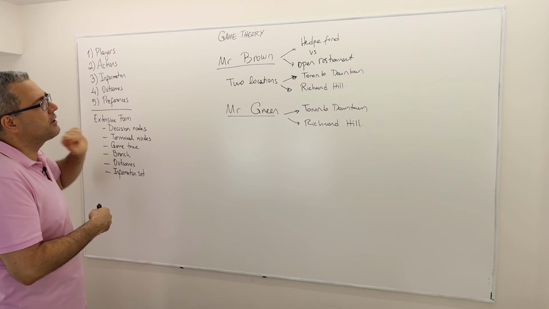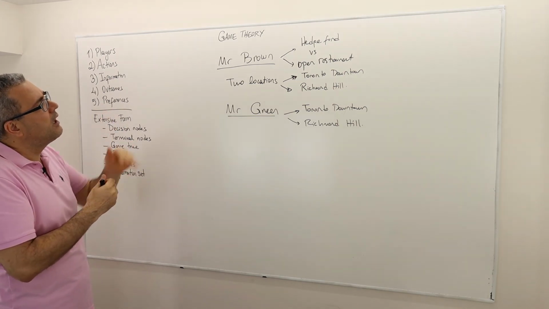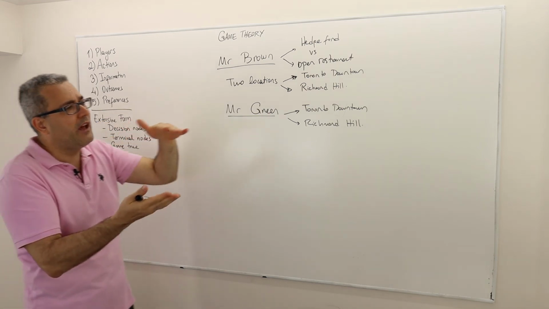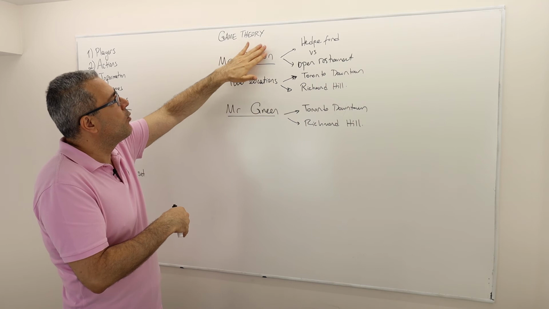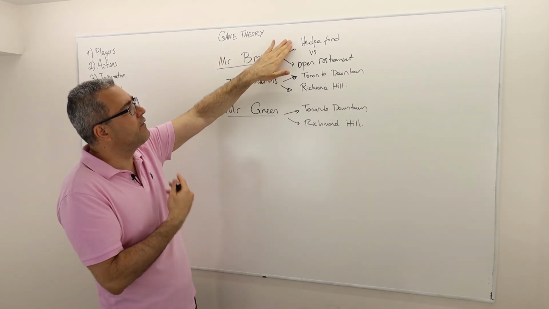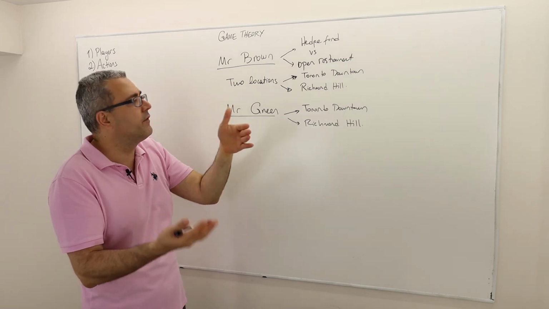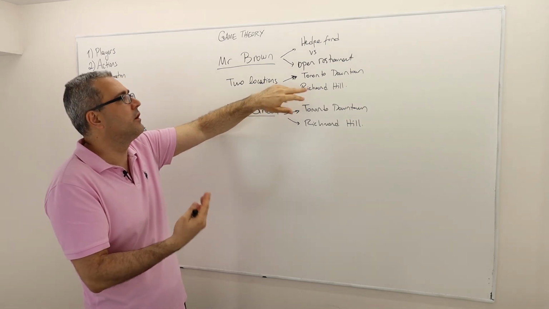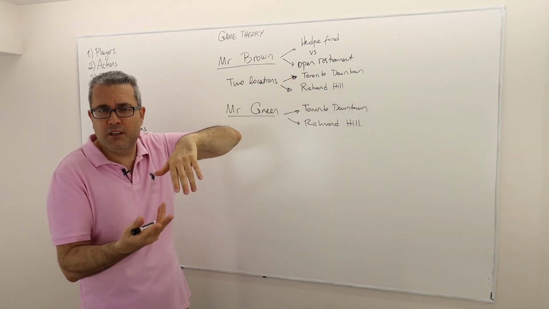What about the actions? Well, here, according to this description, Mr. Brown has two levels of a decision process, right? One set of actions is whether to invest in a hedge fund or open a restaurant. And then the second set of actions is whether to open the restaurant in Toronto downtown or Richmond Hill. Obviously, this is somewhat conditional, right?